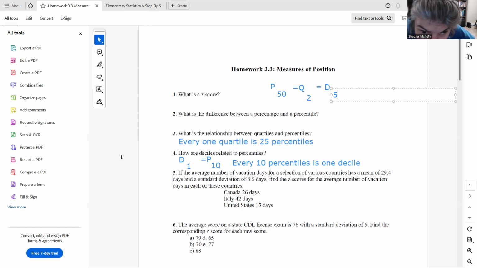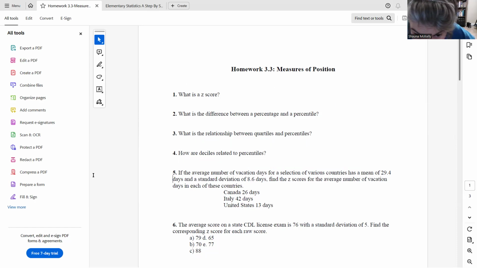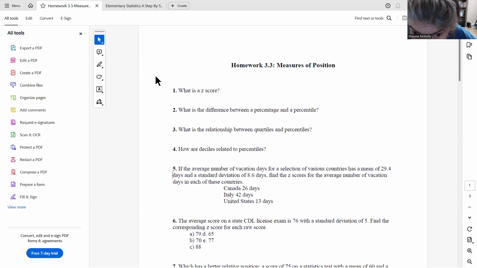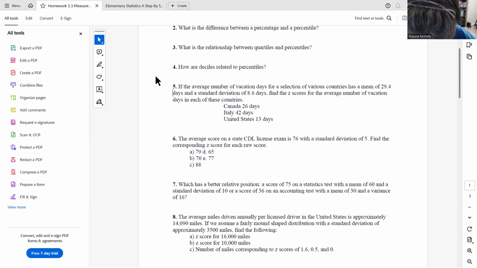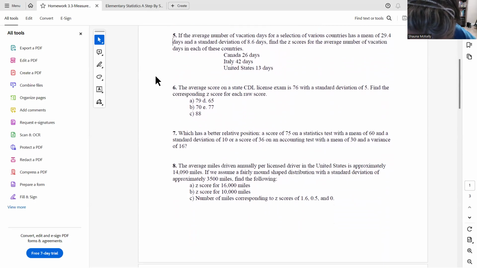I'm going to clear the drawings here. Number 6 is more about z-scores, so I'm gonna let you work on that one. We're going to continue down. Number 7 is another relative position, okay?